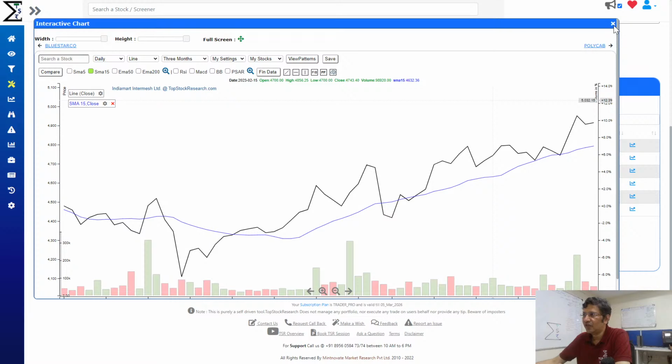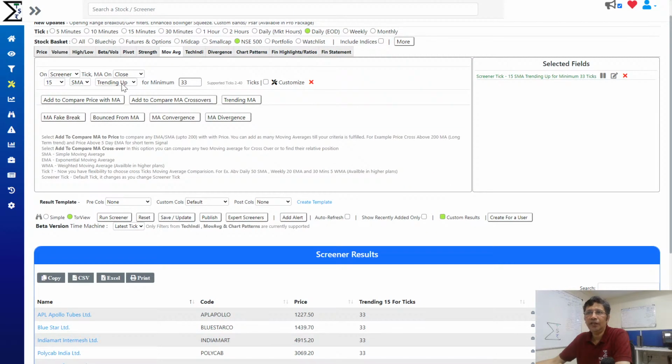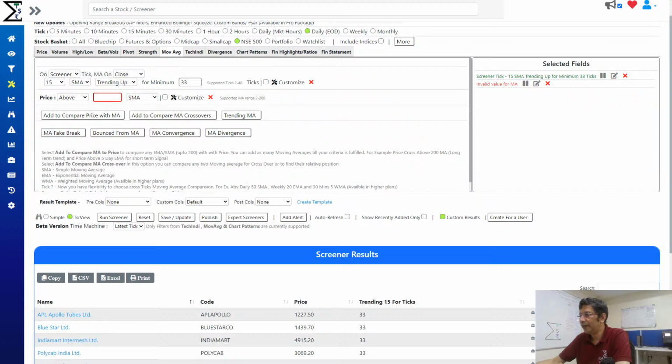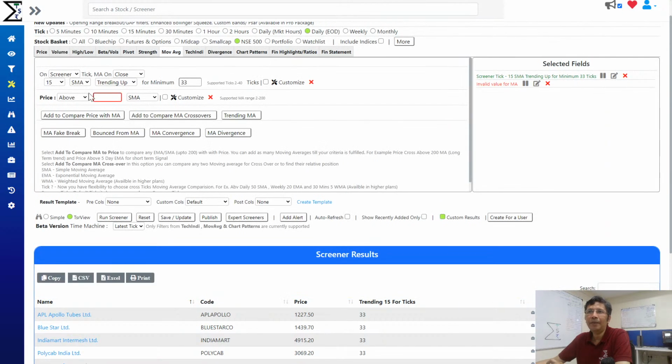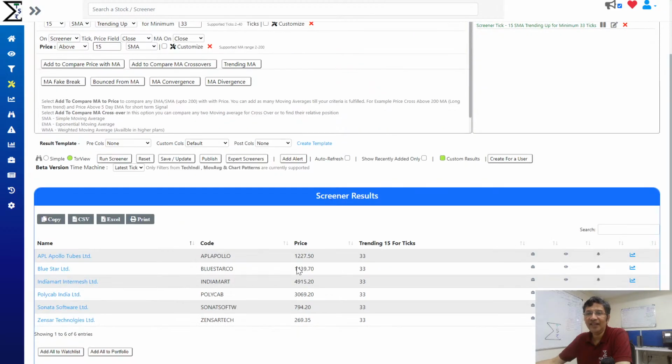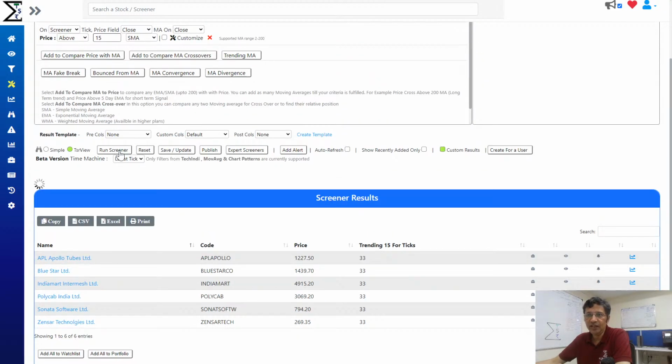So this particular screener will tell you where the price is trending up. Along with that, what you should be doing, like in this particular example, it was trending up, but the price is currently below the moving average. So not a very good one. To make it better, price should be above the same moving average. In that case, the APL Apollo Tubes, which was a bad example, will be eliminated.